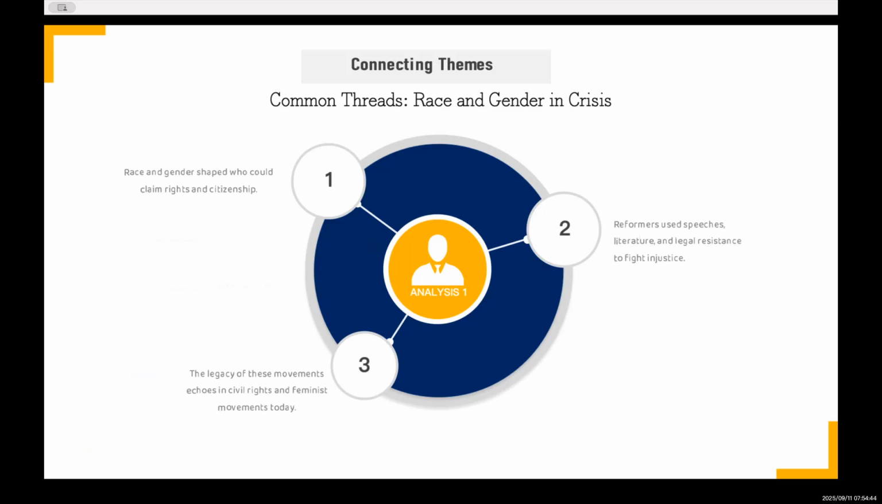Activists like Douglass, Stanton, Stone, Truth, and even legal cases like the Dred Scott challenged the exclusion of black Americans and women from full democratic participation. These sources showed how race and gender were not fixed. They were debated, resisted, and redefined over time.